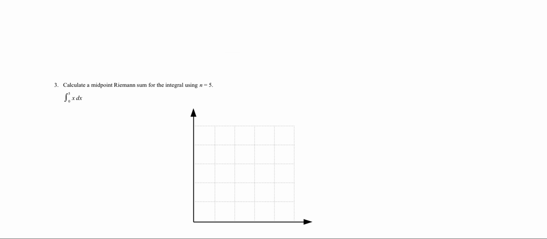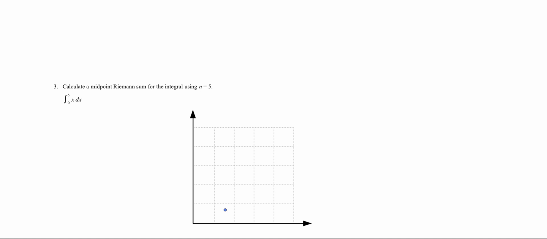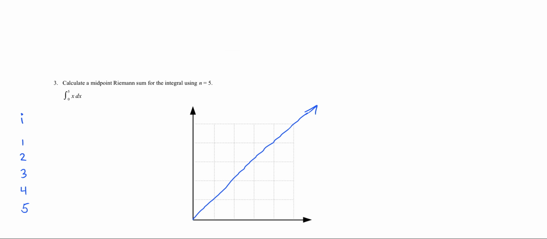In this video, I'll demonstrate creating a midpoint Riemann sum for an integral. The first thing I'll do is draw the function. Next, I want to list all my 5 rectangles. Alright, so according to the problem, we need 5 rectangles.